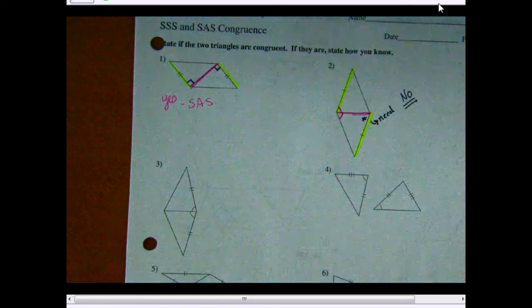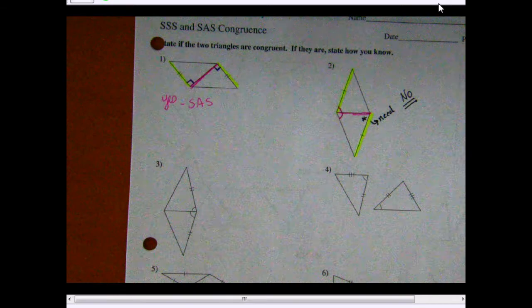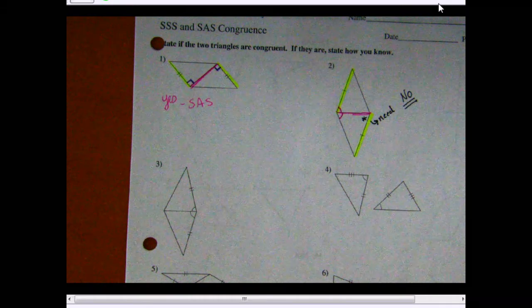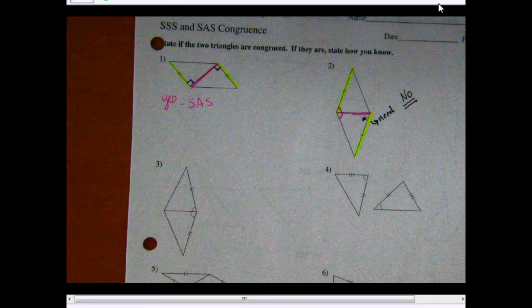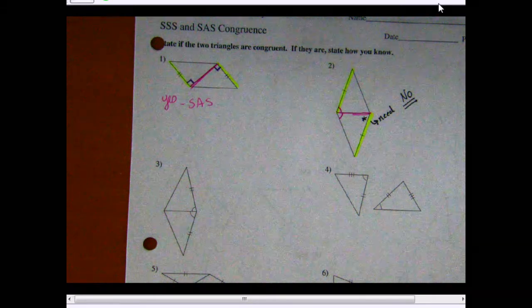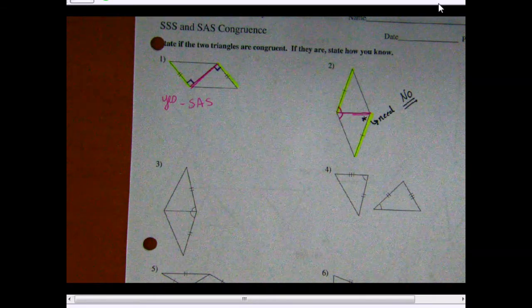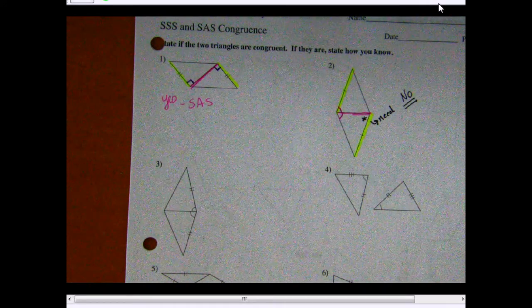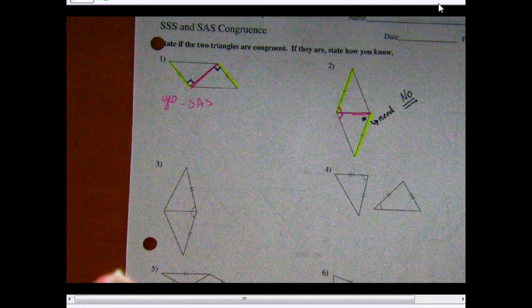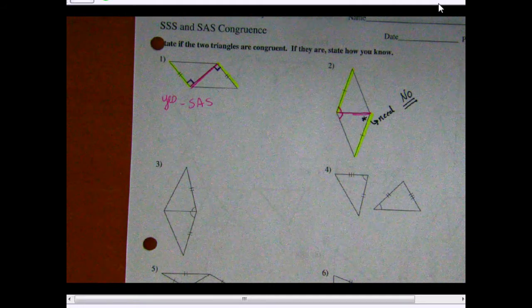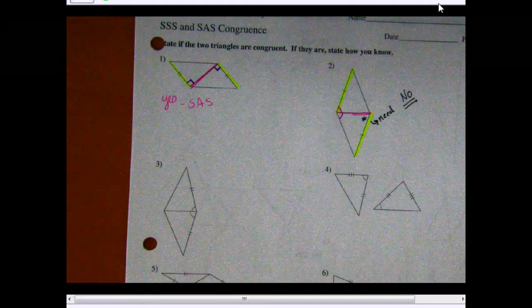So it has to go in the right order. It has to be side, and then angle, and then side. It can never be side, side, angle. We have side, side, side. You have to have all three sides. You have to have three things for it to work. So for this particular one, we need side, side, side, all three sides, or side, angle, side, and the angle has to be in the middle.